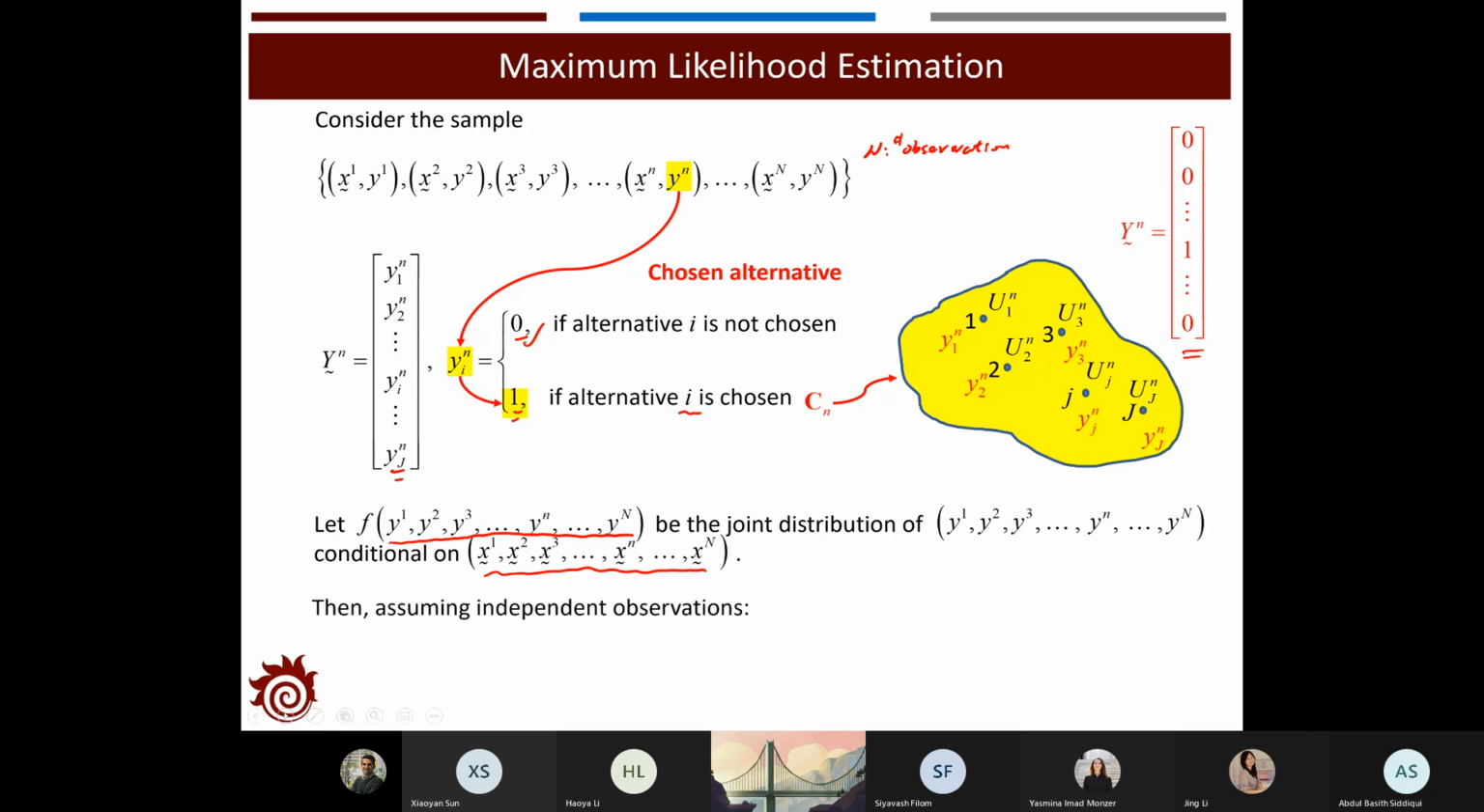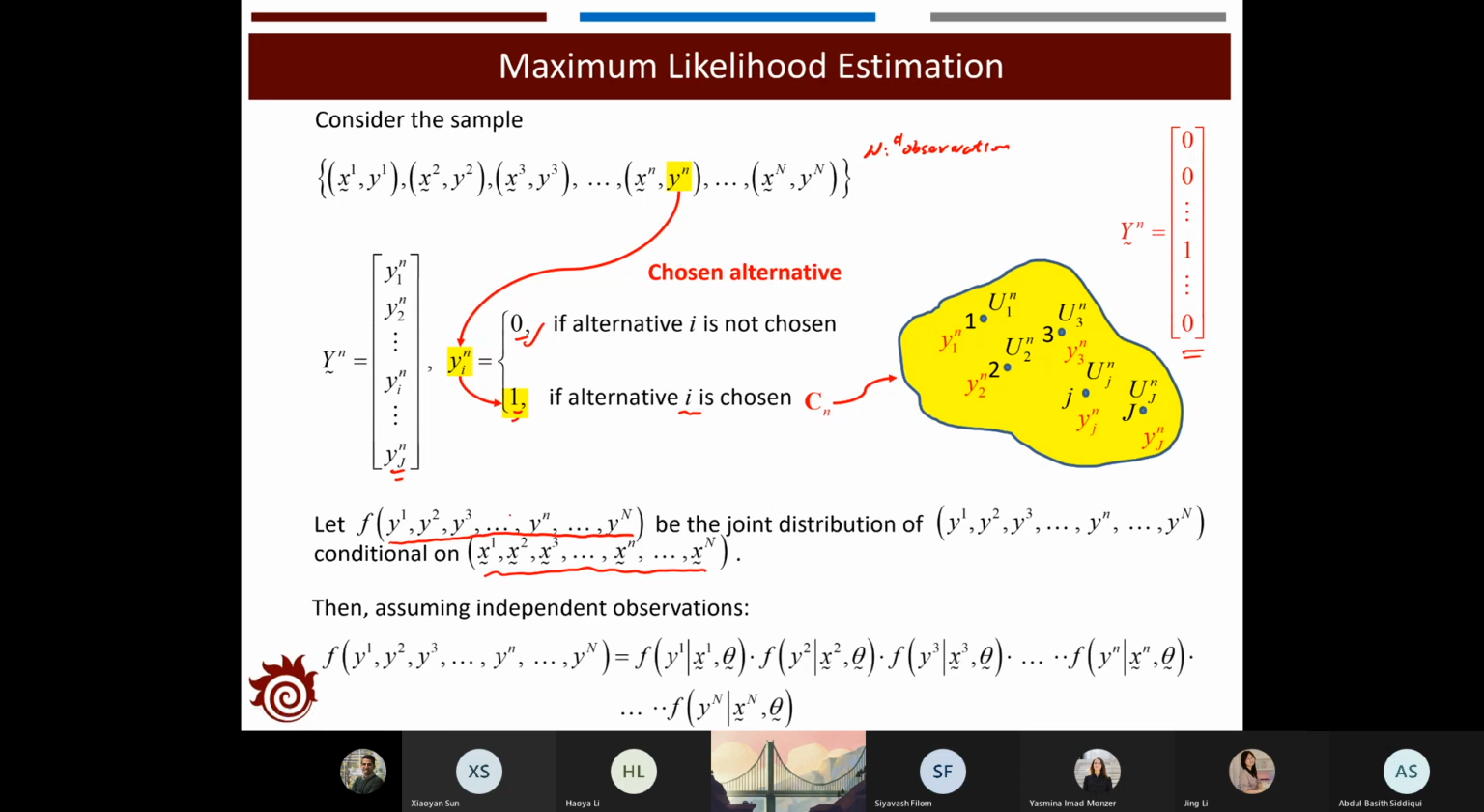We also have an assumption about the observations: we assume that the observations are independent of each other. In that sense, the joint probability of y1, y2, y3 will just be the product of the probability of each observation. That is f of y1 given x1 and theta, times f of y2 given x2 and theta, and so on. That's the probability for all n observations from the sample.